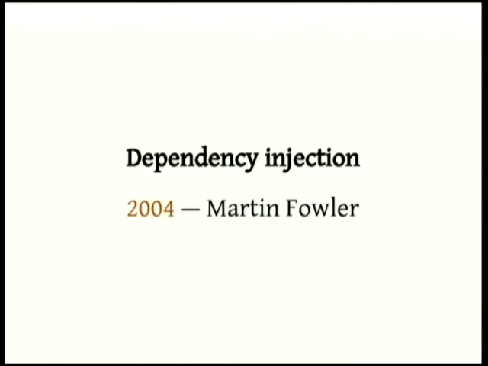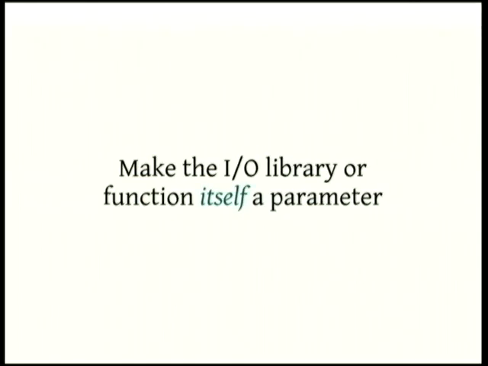Dependency injection was pioneered in 2004 by another of the big OO thinkers named Martin Fowler. His idea was to make the I/O library or function that the routine needs to call itself a parameter. And this is really easy in Python. Functions in Python are first-class objects. You can pass them. Modules are first-class objects and can be an argument to a function.